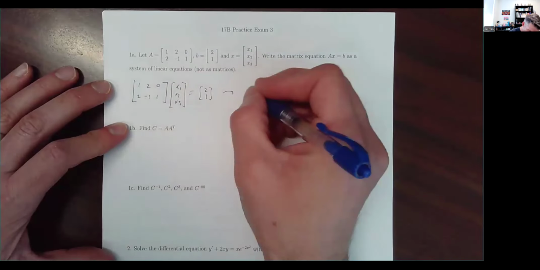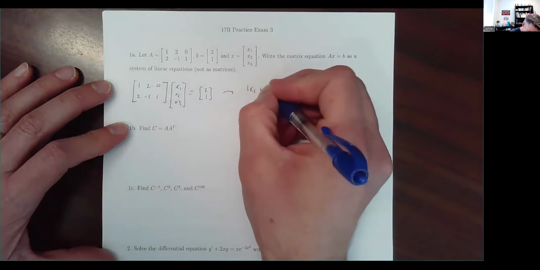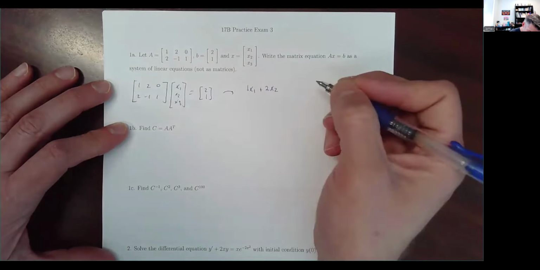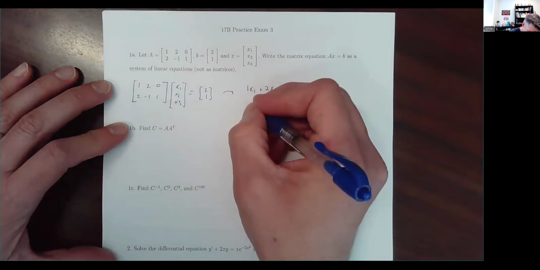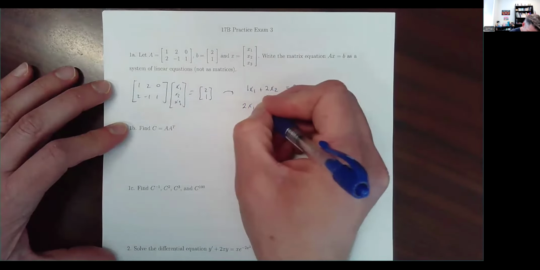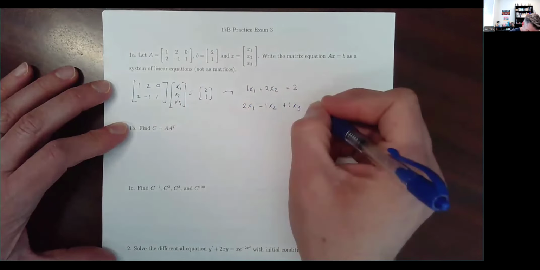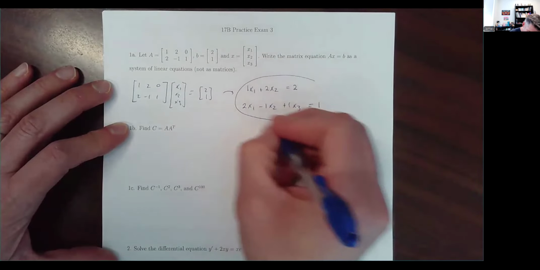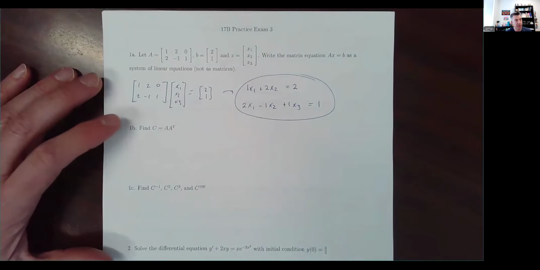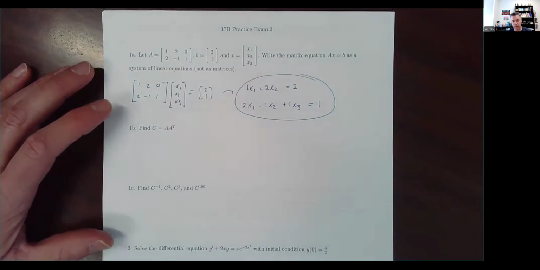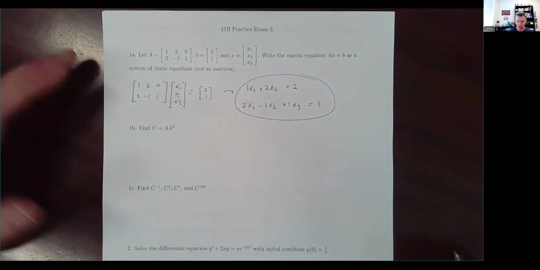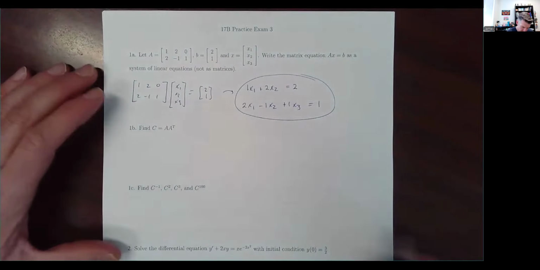So it's going to be 1 times x1 plus 2 times x2 plus 0 times x3 equal to 2, and 2 times x1 minus 1 times x2 plus 1 times x3. You don't really need those ones, but okay, equals 1. That's the system of equations. That's it. Also, as a reminder, you should definitely circle or box your answers. The person grading your work can see where it is.